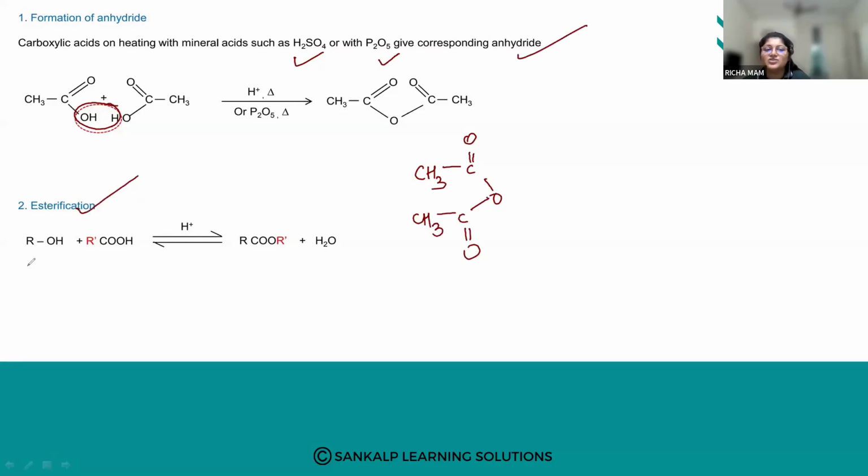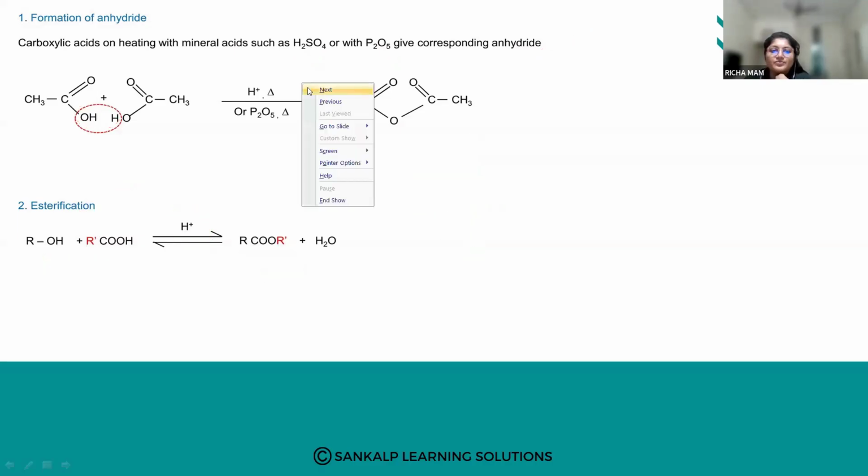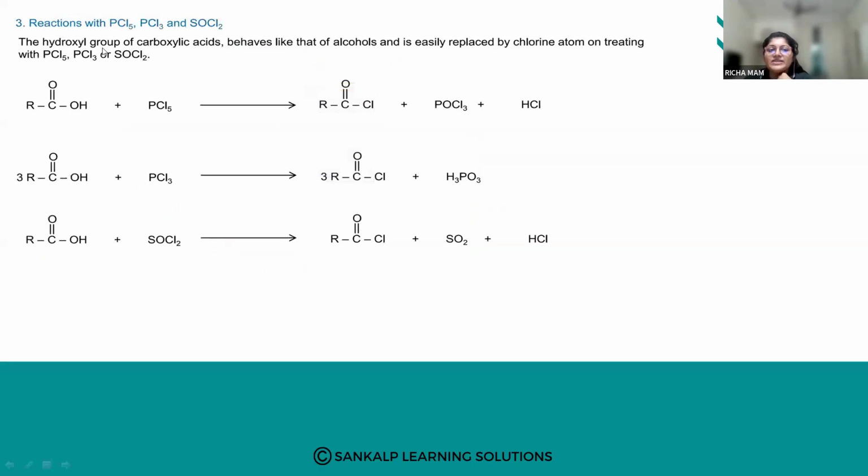Then esterification reactions occur between an alcohol and a carboxylic acid. Whenever a carboxylic acid and an alcohol react in the presence of an acid like concentrated H2SO4, you get an ester. These reactions are called esterification reactions, which form esters and water. Then reaction with PCl5, PCl3 and thionyl chloride. The hydroxyl group of a carboxylic acid behaves like that of an alcohol and is easily replaced by a chlorine atom on treating with PCl5, PCl3 and thionyl chloride.